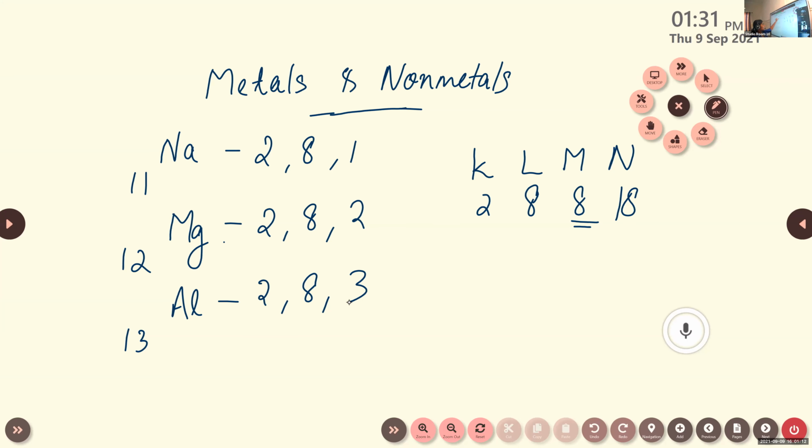Here you can see the outermost shell is not completed, right? So there is a chance for chemical bonding to complete their outermost shell and to complete their outer electronic configuration. Next, we are moving to the electronic configuration of certain non-metals.